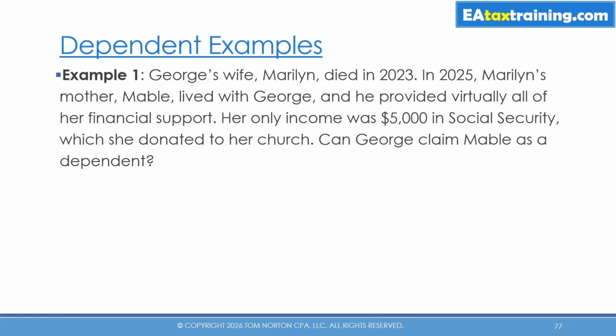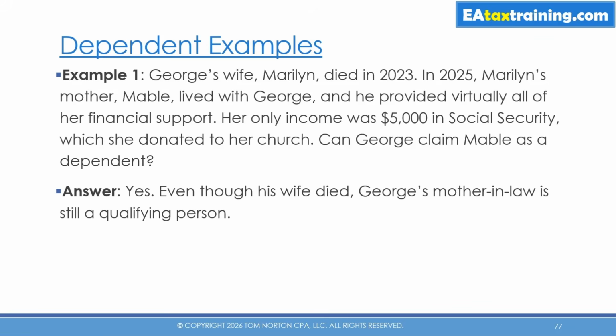Well, let's think about it. Mabel was his mother-in-law, but his wife died. So is it really still his mother-in-law? Well, yes, we know that it is. Remember, those relationships do not end due to death or divorce. Okay, so we know that she's a qualifying person. She's not a qualifying child for anybody else, so we don't have to worry about that. She only earns $5,000, so she's under the income level, and George is providing more than half of her support. So the answer is that yes, even though his wife died, George's mother-in-law is still a qualifying person. He meets all of the other tests, and so he can, in fact, claim her as a dependent.